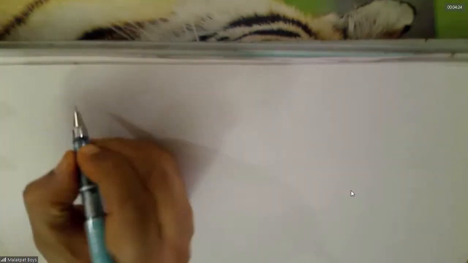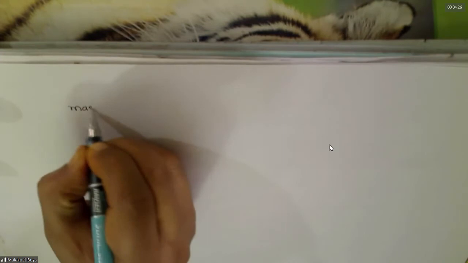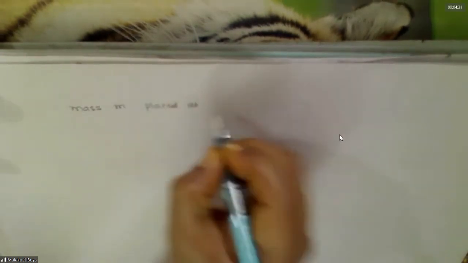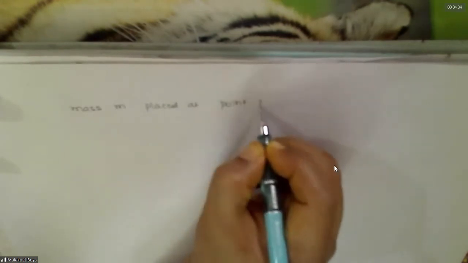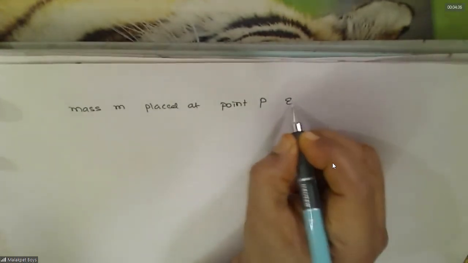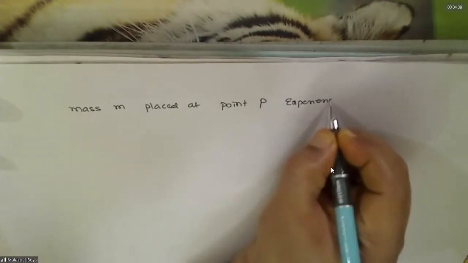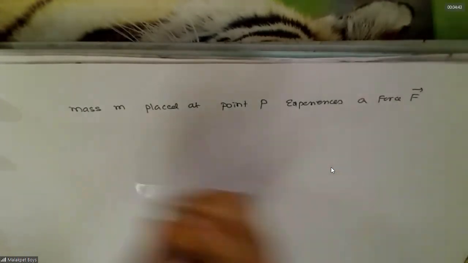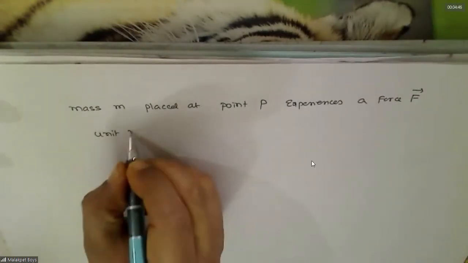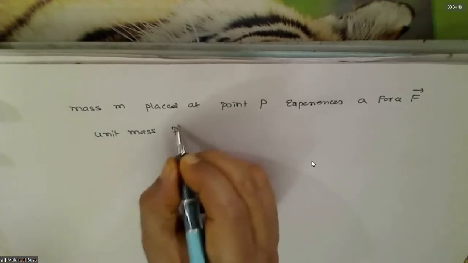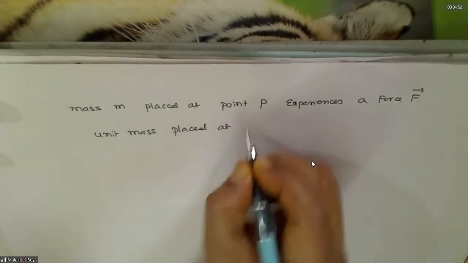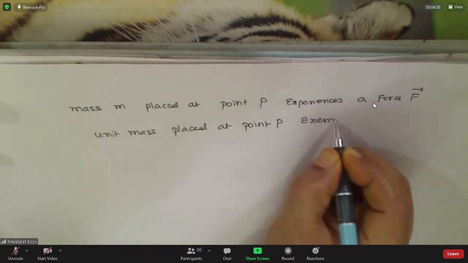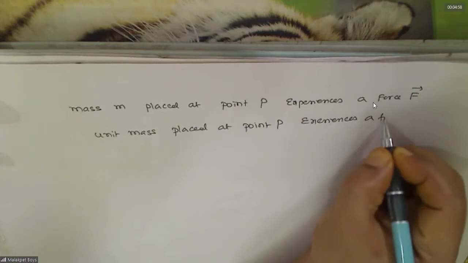Okay. Now, mass M placed at point P. Okay. Yes, sir. So what is the force the unit mass experiences? F bar by M.